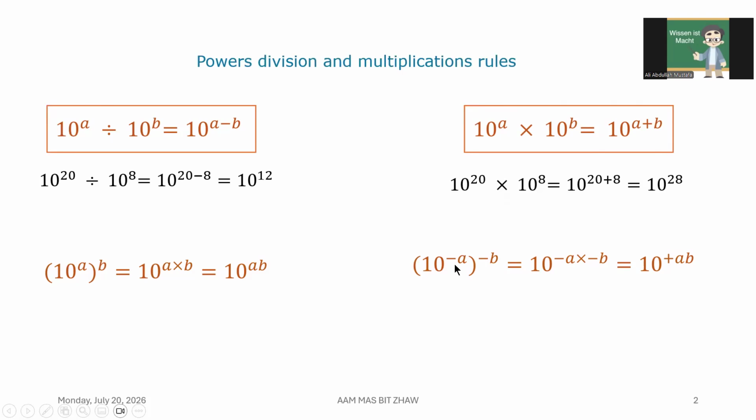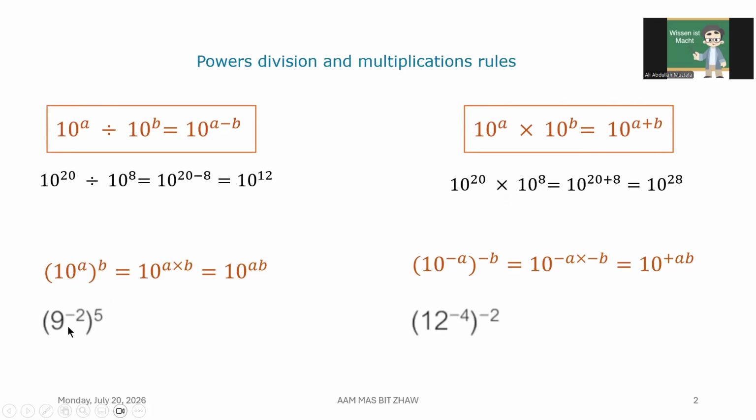When you have minus, a lot of students make mistakes here, but don't worry. It is also the same. It is 10, and then you multiply minus A times minus B, which gives us minus times minus is plus, so plus AB. Now I'll give you two examples here.